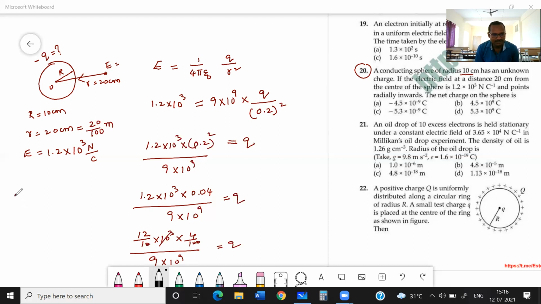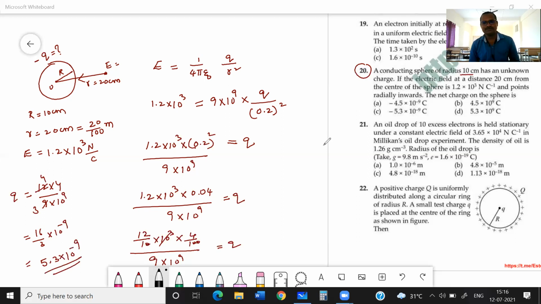What you will get is Q value as 12 into 4 divided by 9 into 10 to the power of 9. See here, 3 3s are 9, 3 4s are 12. It is 16 divided by 3 into 10 to the power of minus 9. So 16 by 3 is nothing but 5.3, into 10 to the power of minus 9. So the value of charge should be 5.3 into 10 to the power of minus 9 coulomb and it should be negative. Negative, why, understood, I think so. So option C is the right answer. I hope you understand it clearly.